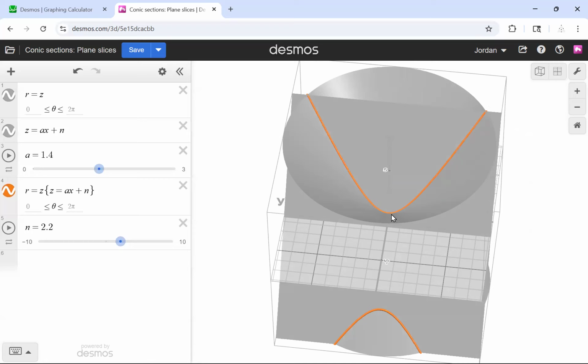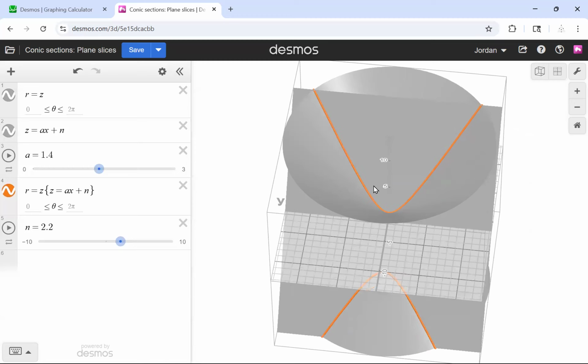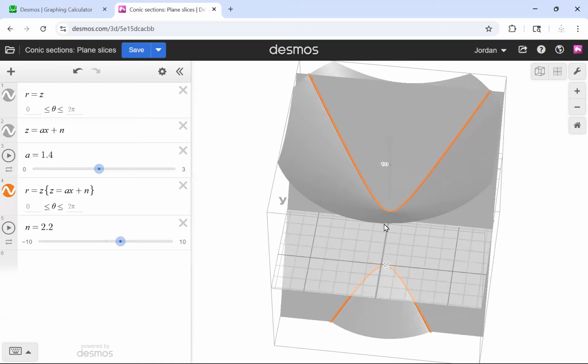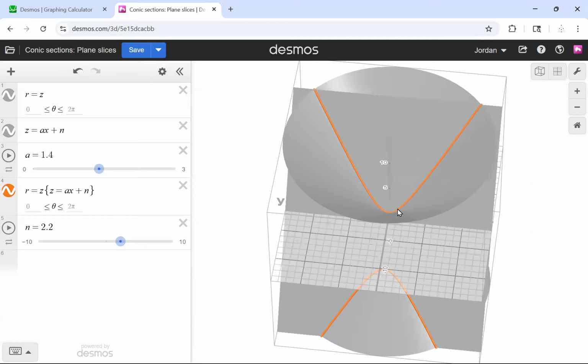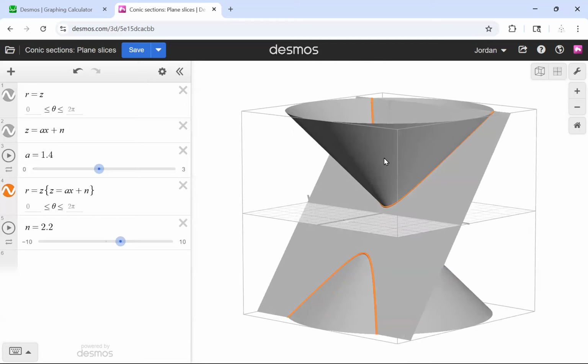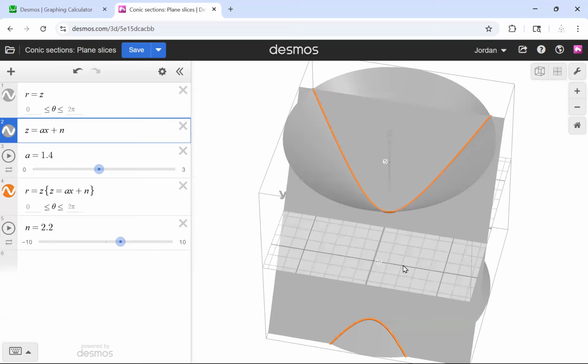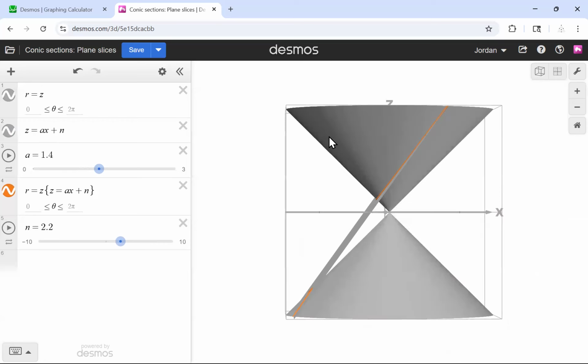looks very similar to a parabola, but at the edges, it looks similar to a straight line, or to two straight lines, I should say. At the bend, it kind of looks like a parabola, but towards the edges, it looks like a straight line. So there we go. That is how eccentricity is connected to how the plane cuts the cone.